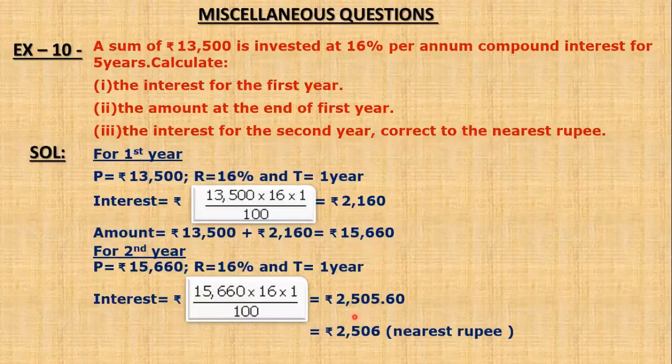So here we are getting the answer in decimal. So we will round it off up to rupees. Then here after the decimal we have 6. So this digit 5 will change to 6. So here rupees 2,506 will be the answer to the nearest rupee.